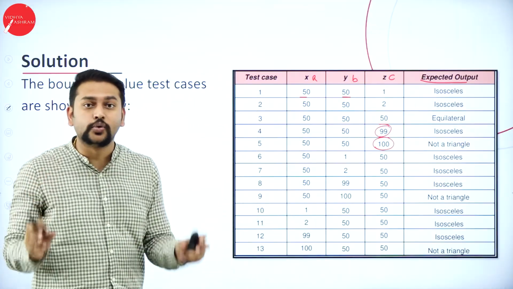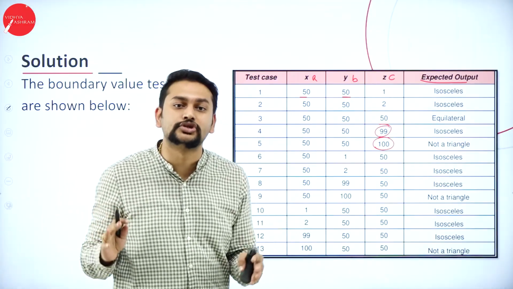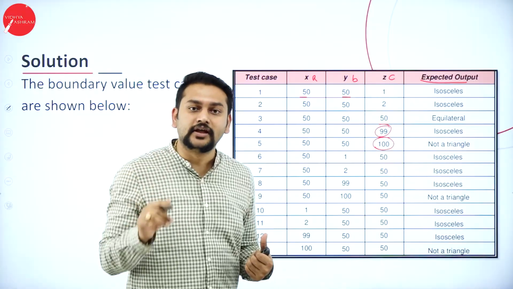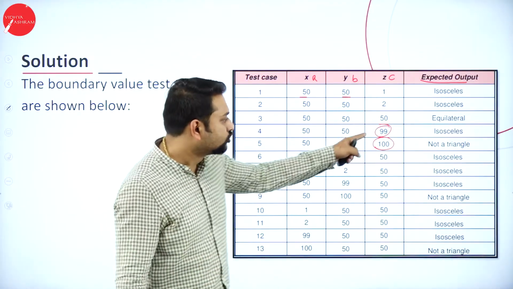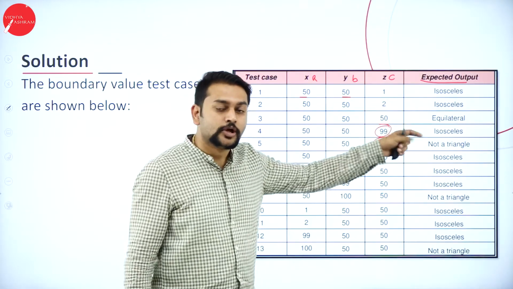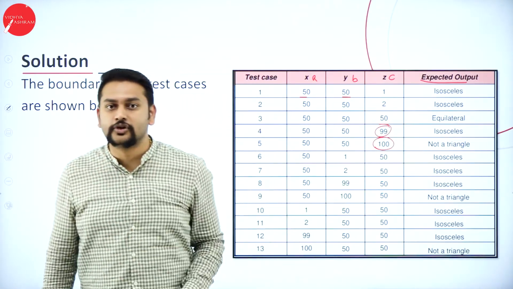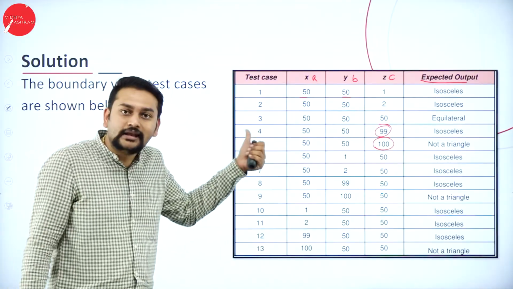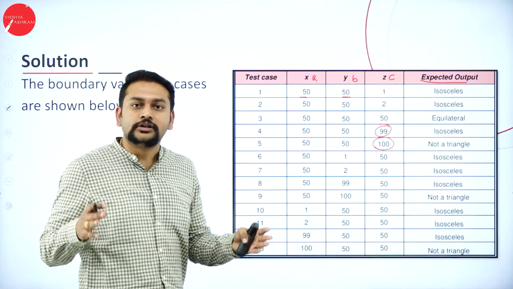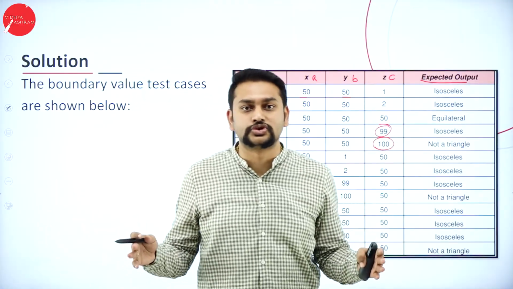The value that you have entered is not in the range. In this case, they have taken less than 100. You have to enter a value less than 100. So for 99, it is giving isosceles, but for 100, it is not giving you the value. So that's what you need to observe here. This is how we write the test cases for all the different combinations of values.